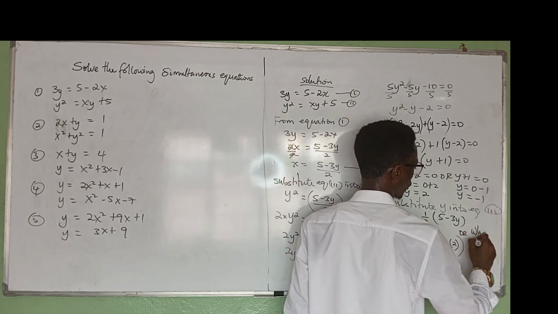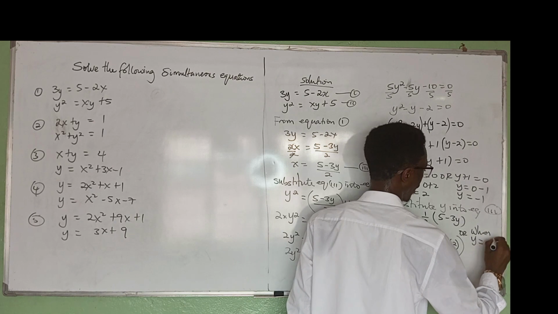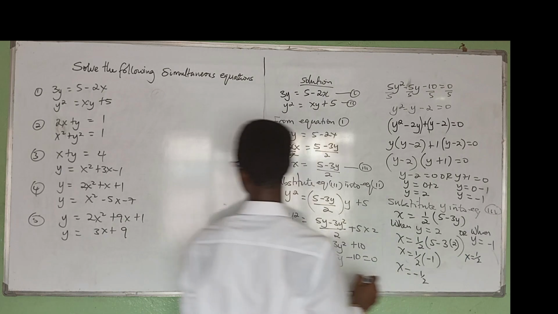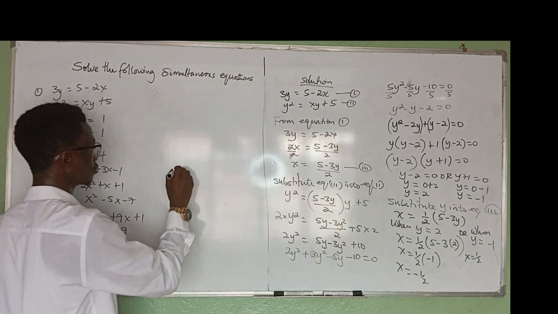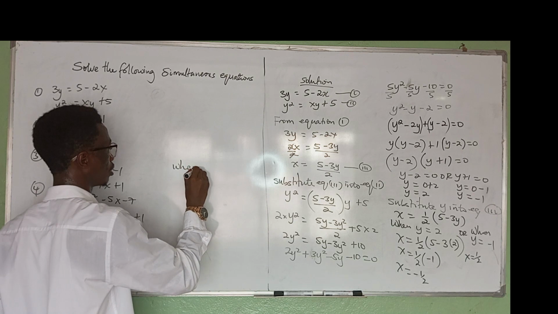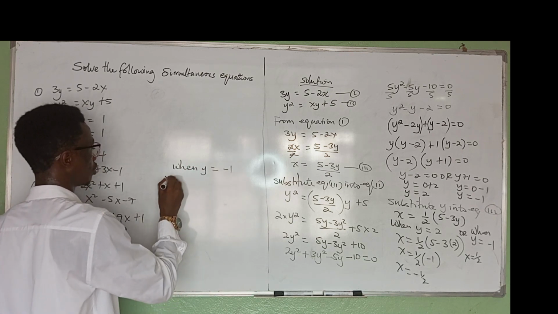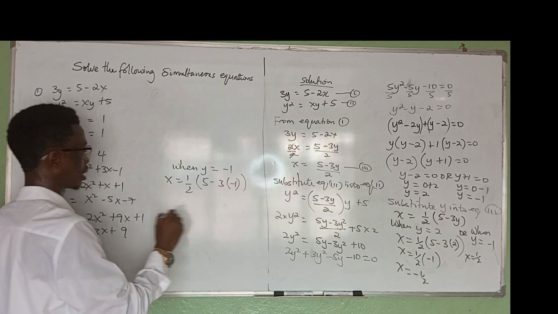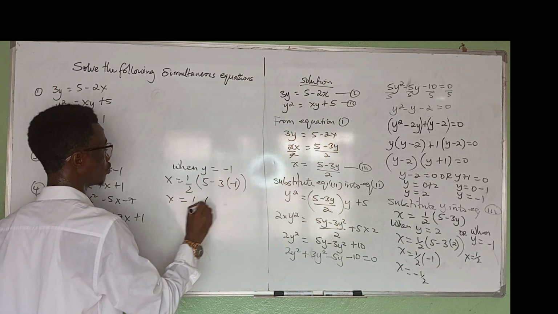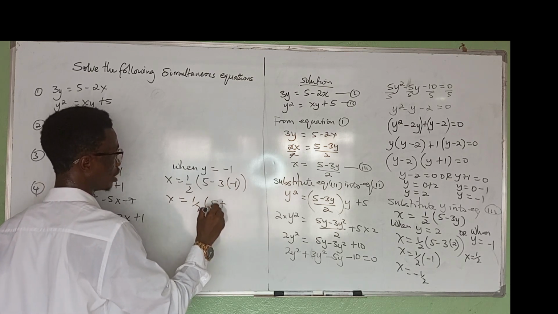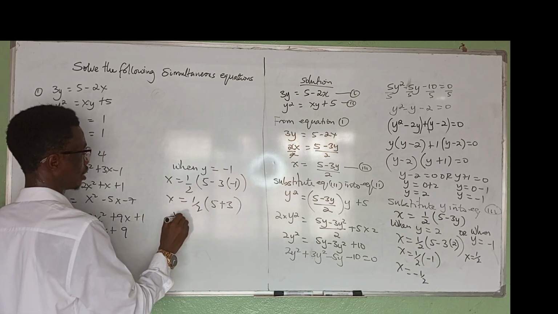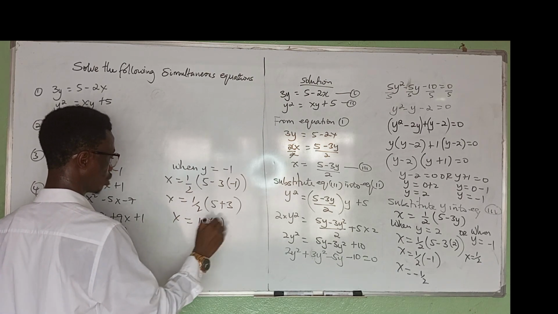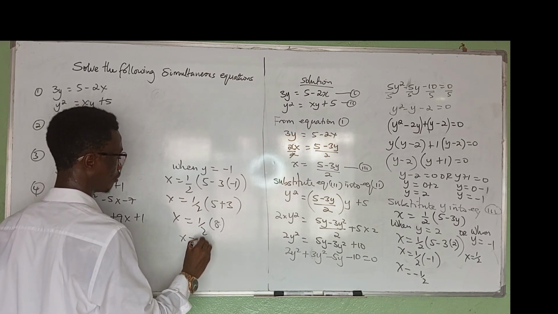Or when y is equal to -1, substitute again. So let me bring it here. When y is equal to -1, your x is going to be half into (5 minus 3 into -1). Close bracket. So x is going to be half into (5 plus 3). So you have x equals half into 8. If you divide, we have 4.